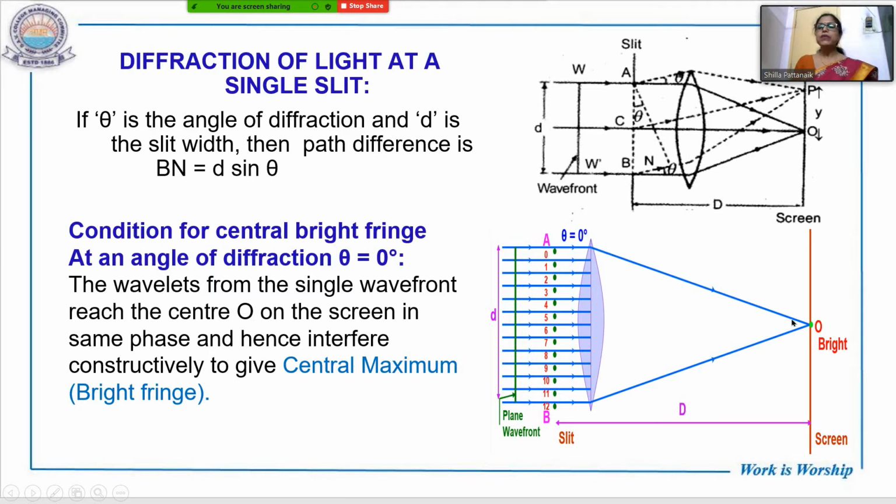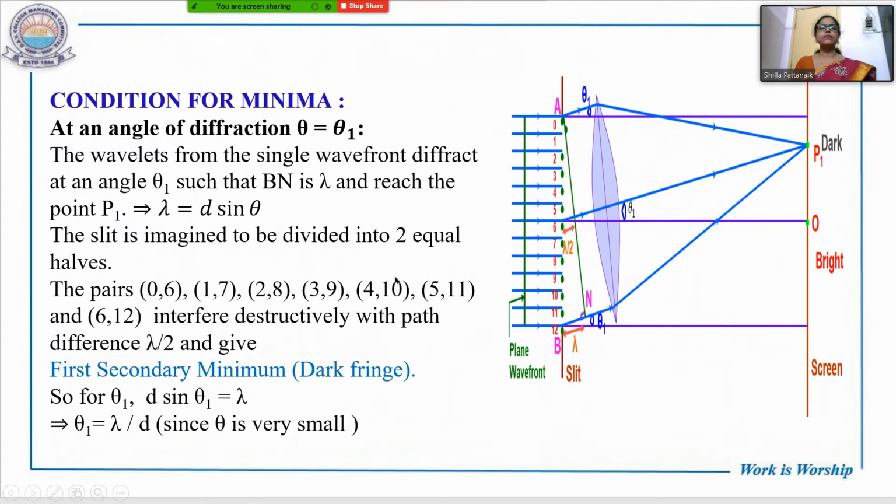Now let us see what the other cases are, at different angles. Now let us consider the angle of diffraction is theta 1. That means we are considering the point of observation P1. Suppose the path difference between the two light waves originating from A and B reaching P1 is lambda. That means BN is equal to lambda, or d sin theta is equal to lambda.